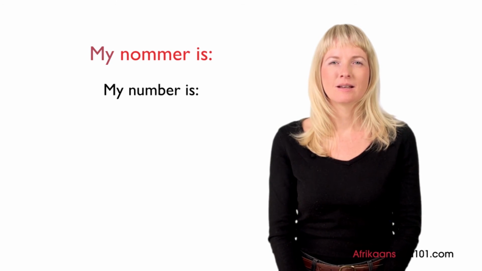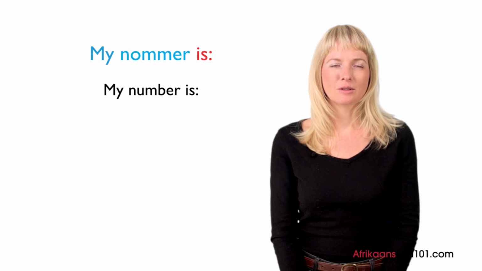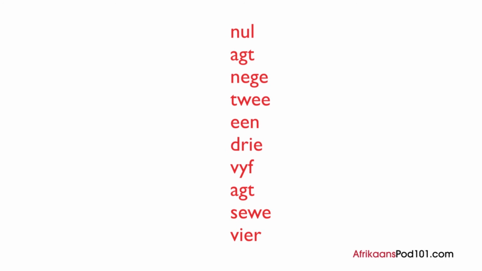Let's try it together. We'll use the phrase my nommer is, which means my number is. My nommer is. My nommer is 0892135874. Can you read it by yourself? 0892135874. Perfect. Now it's time for Anne-Marie's tips.